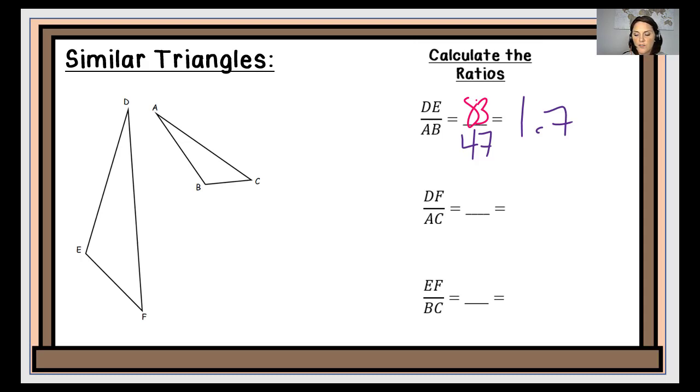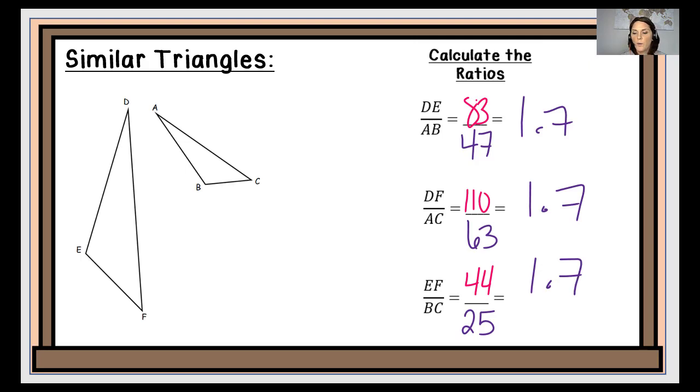Okay, let's take a look at our ratio for DF over AC. So I have 110 over 63, which is 1.7. And let's take a look at our last ratio, EF over BC. Okay, so we have 44 over 25, and that is equal to 1.7. So when I look at those three ratios, I can see that they are all equal: 1.7, 1.7, and 1.7. That means the ratios of the corresponding side lengths are equal.